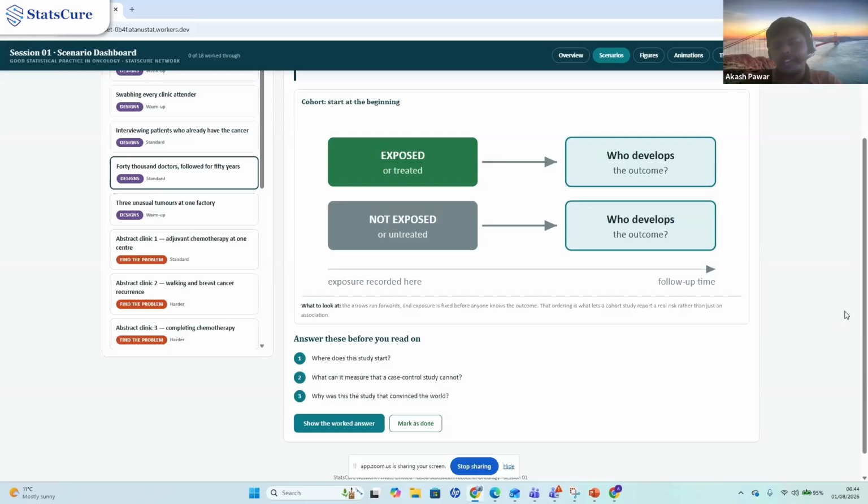So it's exposed and not exposed, but not allocated, right? Yes, not allocated. Nowadays, in fashionable terminology, we call this kind of study a pragmatic trial.